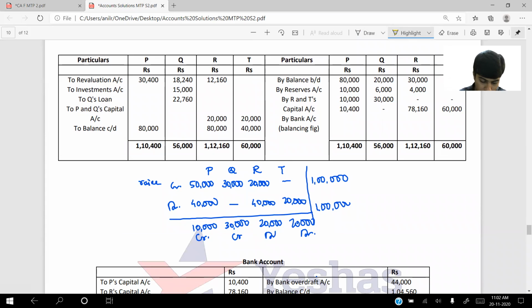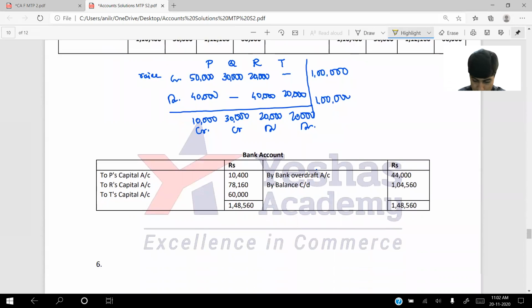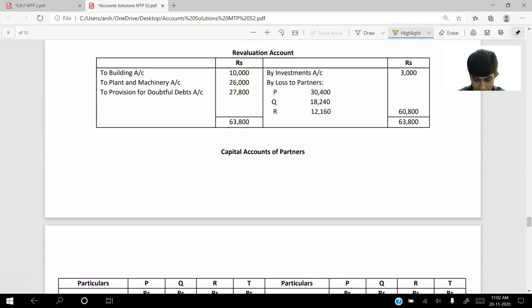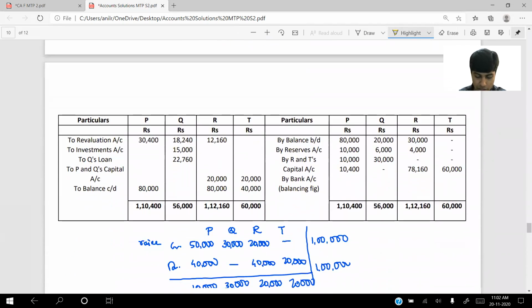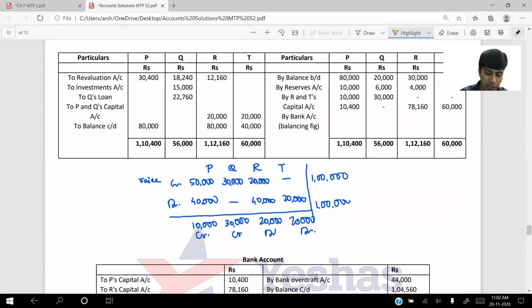I think there's some small error in the question, small error in the answer. You guys do it this way. Don't let that affect you. You guys do it this way. Perfect. So, with regard to the goodwill adjustment in this particular question.